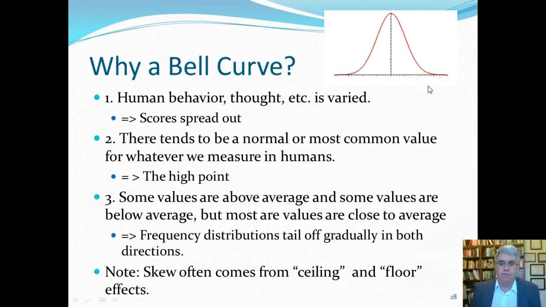A floor effect is when you can't go any lower. So if we were to talk to a bunch of people that hated the Kardashians, we would get lots of zeros on a 0 to 5 scale, maybe a few 1s, but we wouldn't get very many 4s or 5s, and we would have a positively skewed bell curve that would be limited by the floor effect, where people couldn't go any lower than 0.